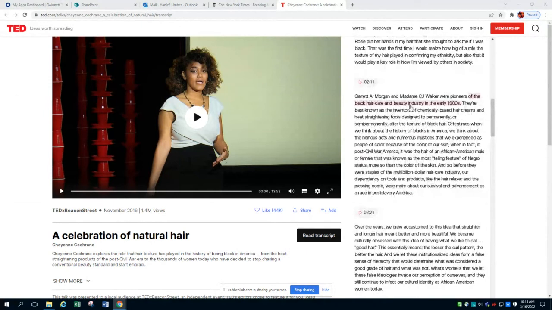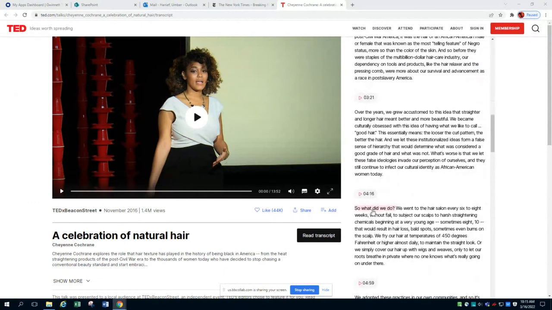Okay, let's look at the previous paragraph. Thank you, T. She's talking about the early 1900s. And then look at the next paragraph. So what did we do? She's talking about right now. Basically, even though she's using past tense, did and went, she's talking about current times. So why is she saying over the years?